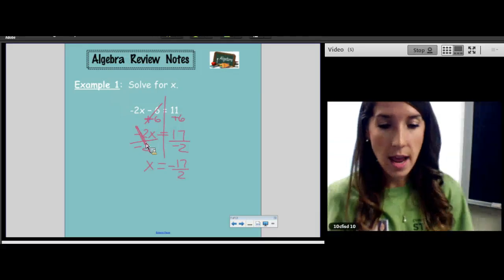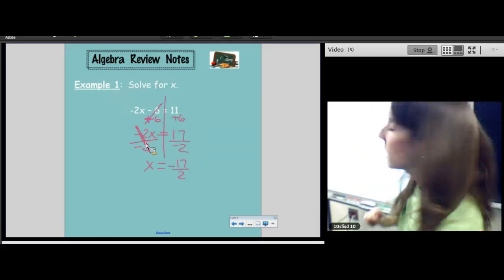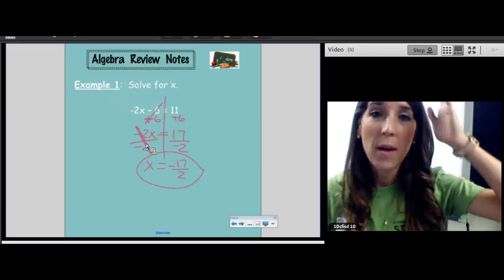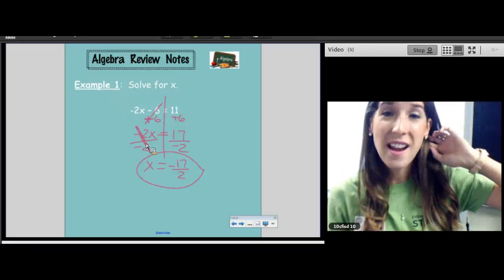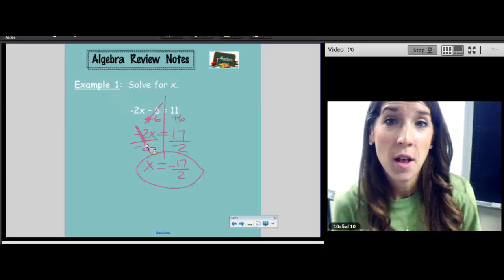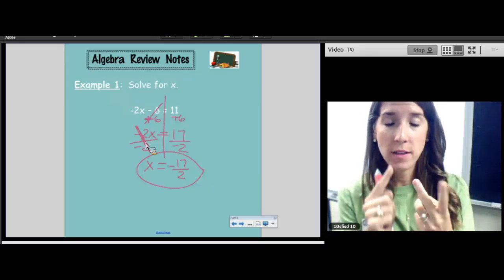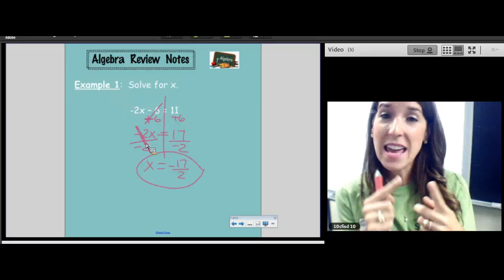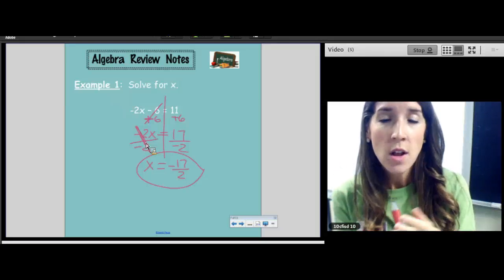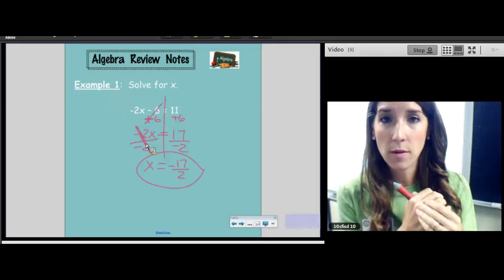X equals negative 17 halves. Now, I know that this is going to be tough for a lot of you, but in geometry and higher maths as well, we like fractions. We like improper fractions better than mixed fractions, and we like improper fractions better than decimals most of the time. Okay, so I realize that that is negative 8.5.